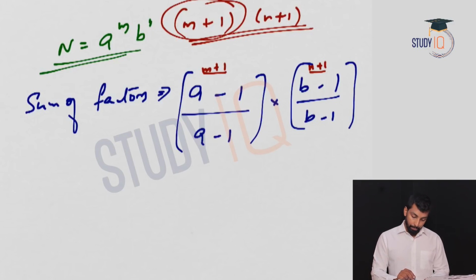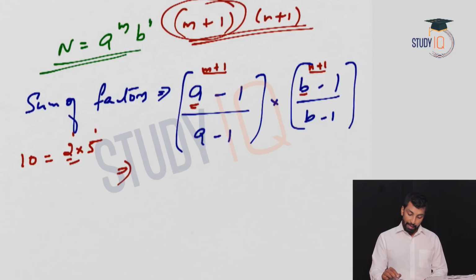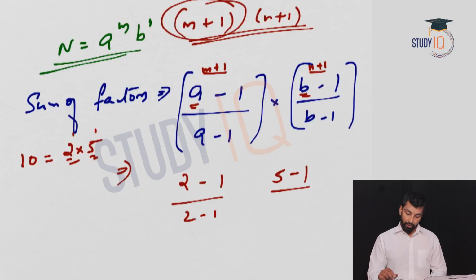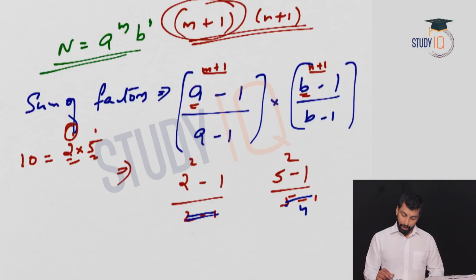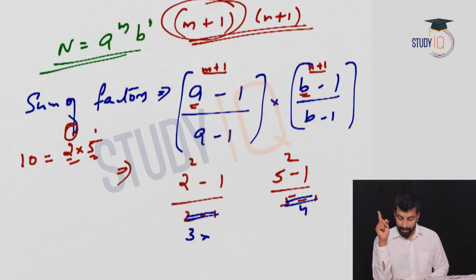So in case of 10, let's take 10, very simple number, 2 into 5, right? So 2 raised to 1 and 5 raised to 1. So how will you find? A is actually 2, B is actually 5. So you write it as 2 minus 1 divided by 2 minus 1 and 5 minus 1 divided by 5 minus 1. Now what about the power? That is 1 plus 1, that is 2, here also 2. So 2 minus 1 is 1, 5 minus 1 is 4, right? So 2 square minus 1: 2 square is 4 minus 1, 3. So this is 3. 5 square minus 1, that is 25 minus 1, 24 divided by 4, 6.